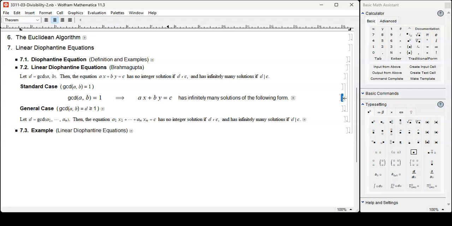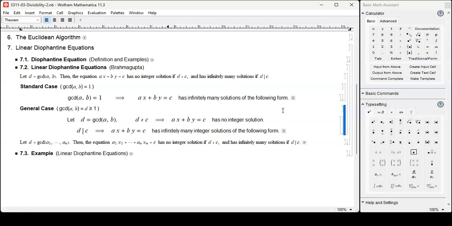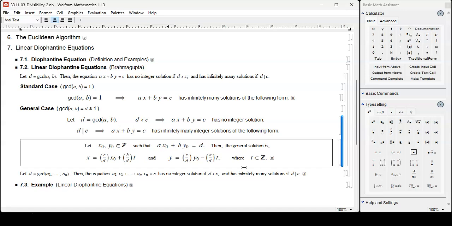Now, what if the GCD is non-trivial? Not relatively prime, therefore we have GCD greater than 1. In that case, we can consider two cases. If D does not divide C, then there's no solution. If D divides C, then we have infinitely many integer solutions, and we have precisely the same form as the standard case.